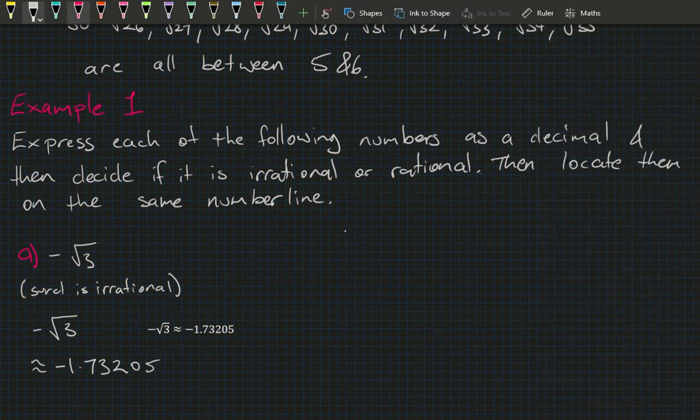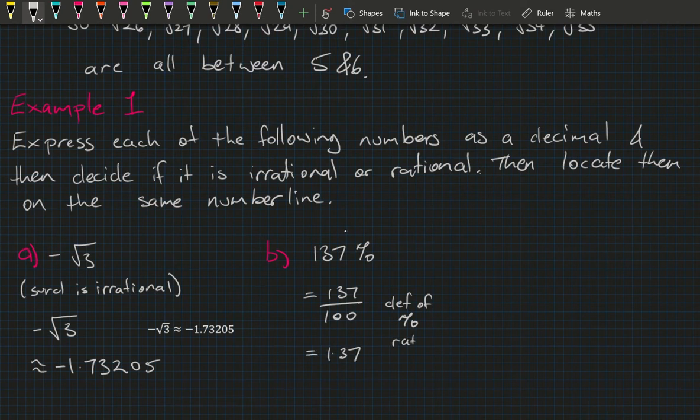Alright, part B, the number is 137%. Okay, so the definition of percentage is dividing by 100. So that equals 137 divided by 100. And dividing by a power of 10 is easy, and it's going to move the decimal place, so that now becomes 1.37. So because it's a fraction, and because it's a terminating decimal, it's definitely rational.